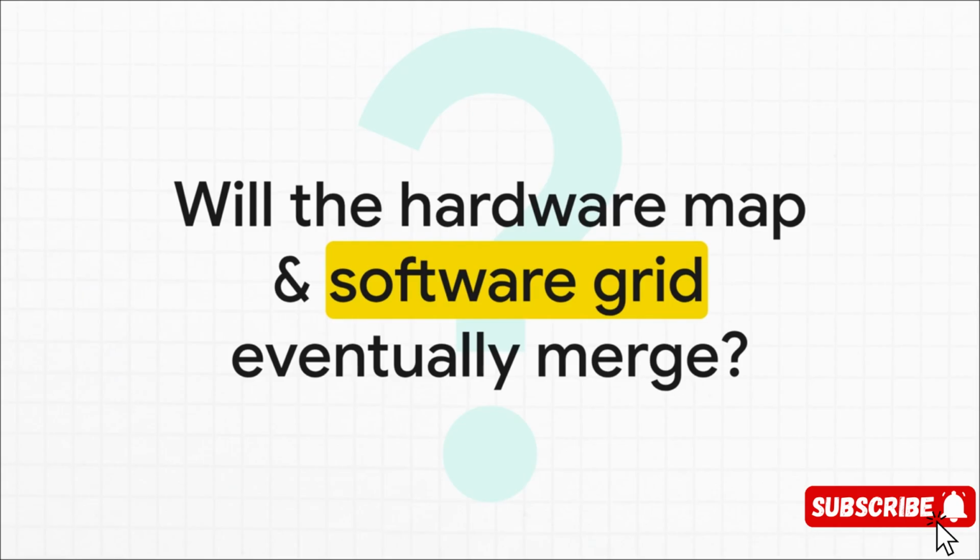And that kind of leaves us with a final question to chew on. As our devices get even more complicated, with CPUs that have both big performance cores and tiny efficiency cores, is that line between the hardware city map and the software power grid going to start to blur? Could they eventually just merge into one single self-managing system? It's a really interesting thing to think about for the future of computing.